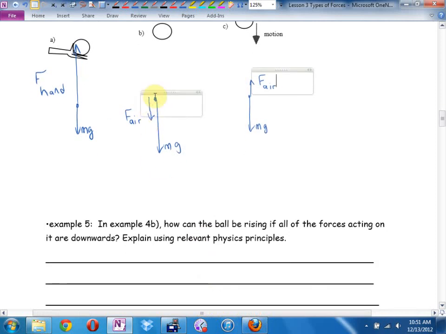In diagram B, how the heck can the ball be rising if all of the forces on it are acting downwards? Because acceleration is not the same thing as velocity. This is one of the things I'm trying to keep drumming into your heads, because kids always want to say acceleration and velocity are the same thing. They're not. You can happily be having a velocity up and an acceleration down. All that means, Matt, is you're slowing down, which it is on the way up. So, good explanation, Andrew.